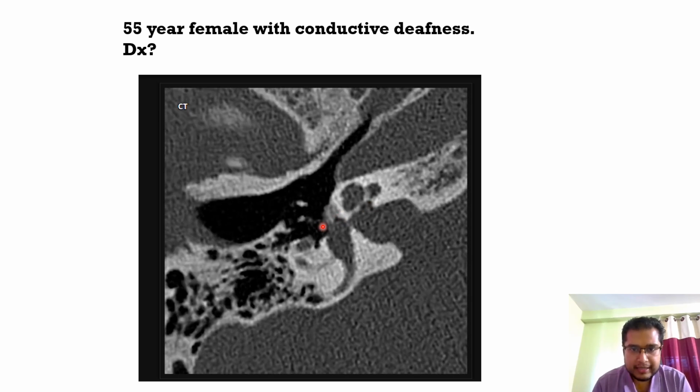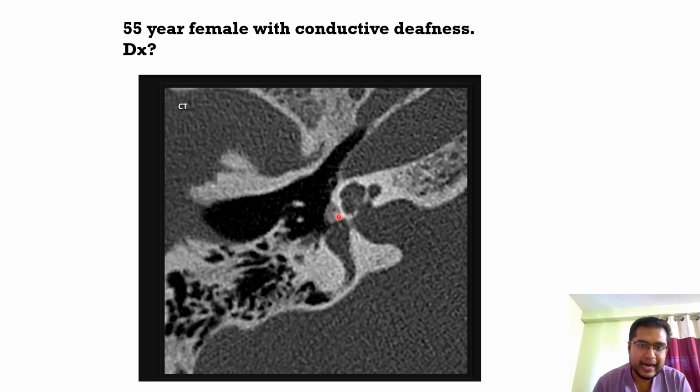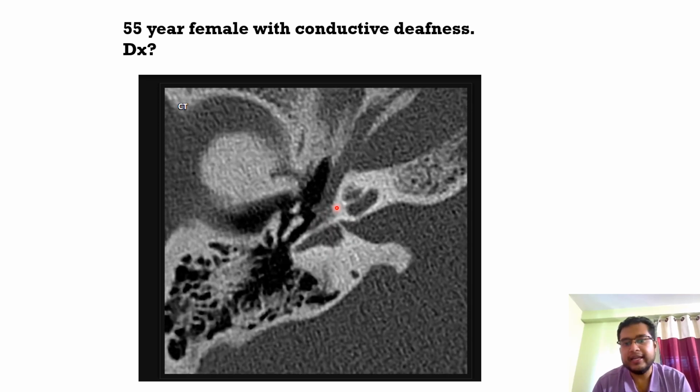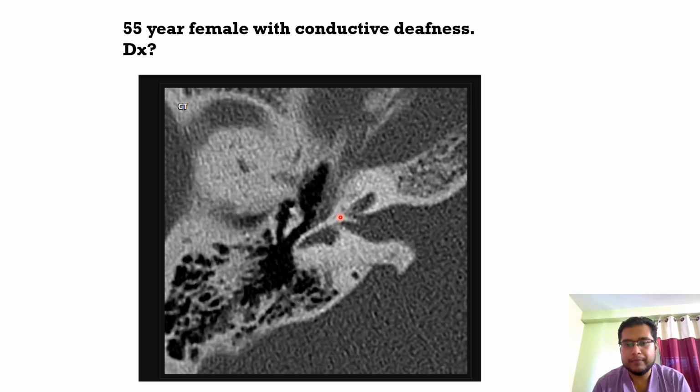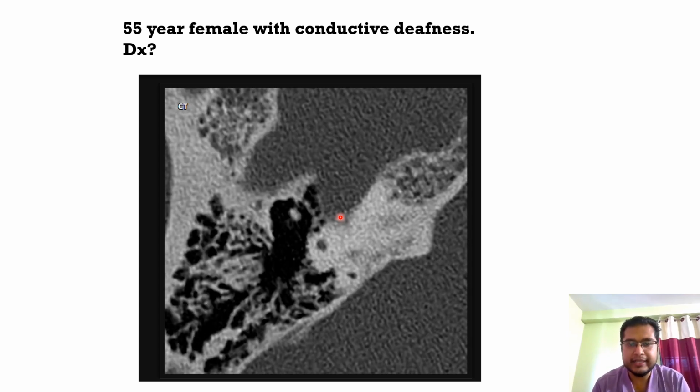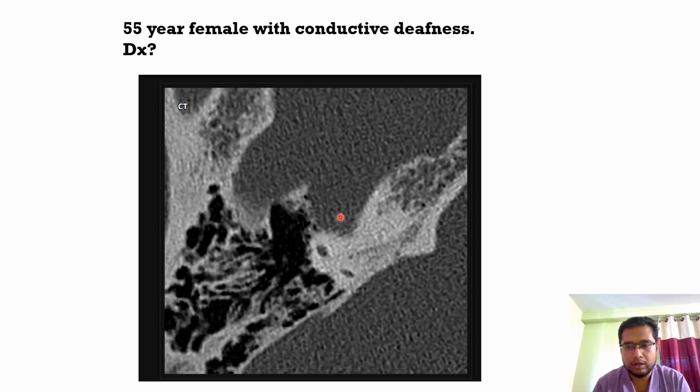what we see is, just anterior to the attachment of the stapes, there is a hypodense area involving the otic capsule, indicating demineralization of the otic capsule, just anterior to the oval window or the attachment of the footplate of the stapes, a typical site of involvement of otosclerosis or otospongiosis. So this is a fenestral type of otosclerosis.